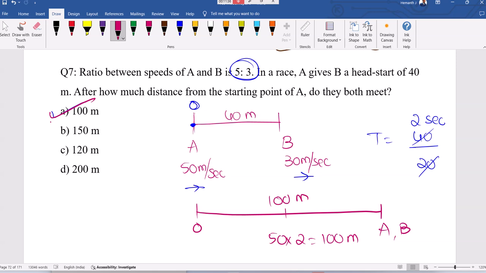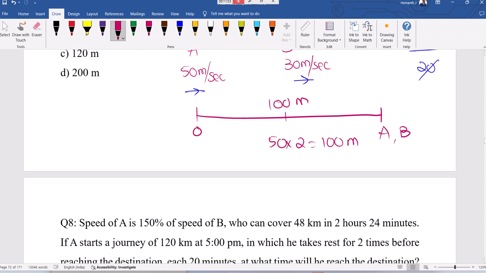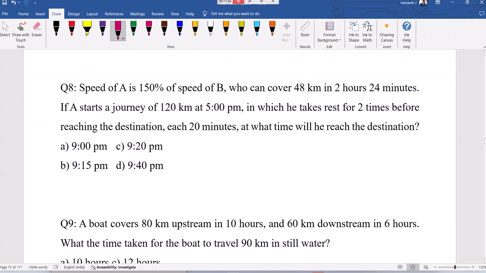They didn't give the speed units, that's why they aren't asking for time. But they're asking how much distance. After 100 meters from the starting point, they are going to meet. Right. Now see this next question.